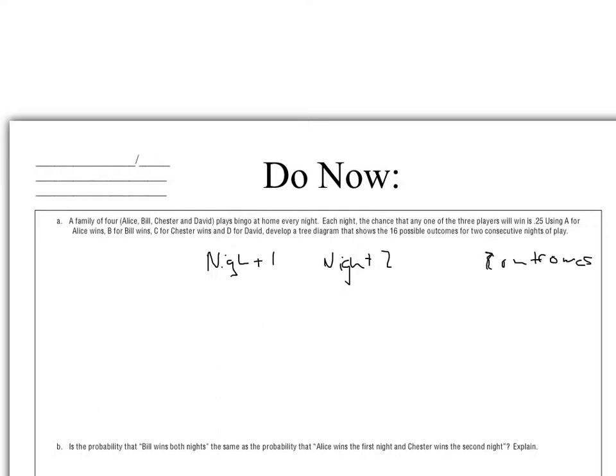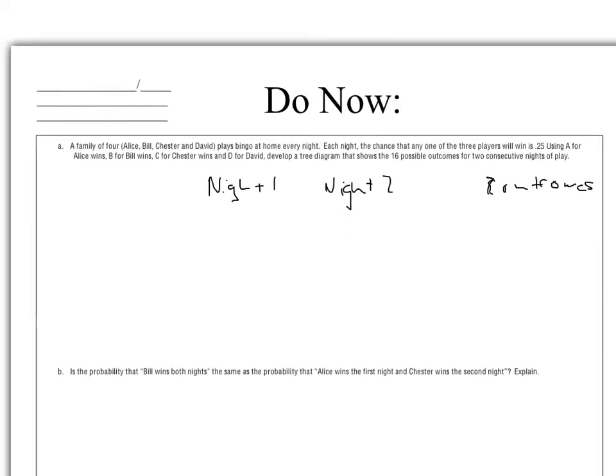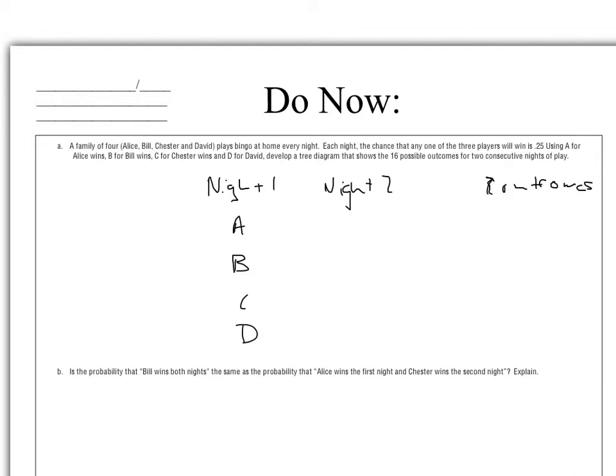All right, outcomes. So what can happen in night 1? Well, each of the individuals could win. So that would be Alice, Bill, Chester, or David. And in night 2, coming off of each of these are our tree branches: Alice, Bill, Chester, or David. And so we can see that there's going to be 16 outcomes here using our tree diagram, and it helps us in an organized fashion figure out what all of those outcomes are.